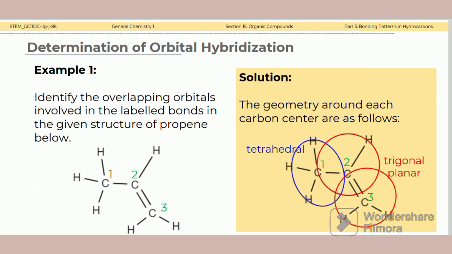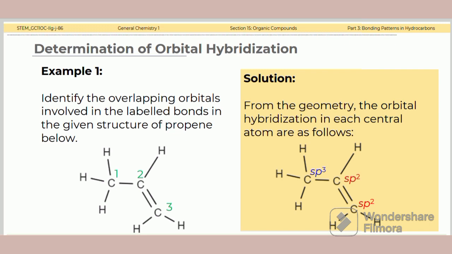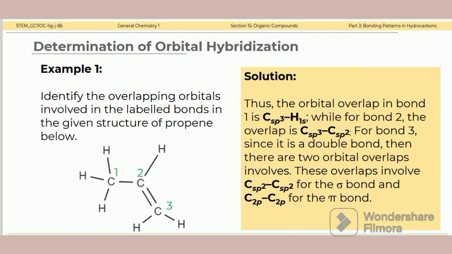For example number 1, identify the overlapping orbitals involved in the labeled bonds in the given structure of propene below. Now for our solution, the geometry around each carbon center is as follows. As you can see from the geometry, the orbital hybridization in each central atom is as follows. Thus, the orbital overlap in bond 1 is carbon sp3 and hydrogen 1s, while for bond 2, the overlap is carbon sp3 and carbon sp2.